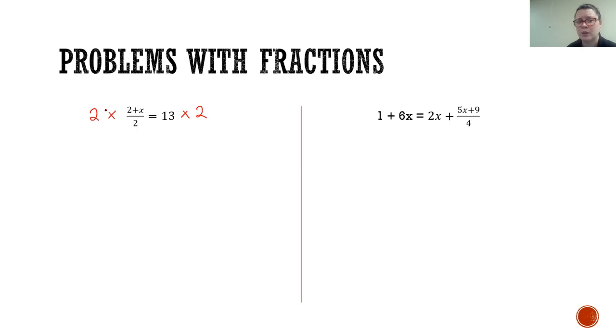Multiplying is always easier than dividing. So let's multiply the 2 out. 2 on the bottom, 2 on the top, they cancel. So we're left with 2 plus x equals 13 times 2 is 26. Now we're down to an easy question.